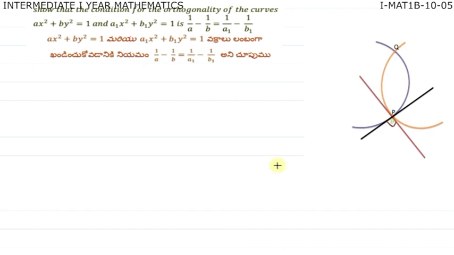Show that the condition for the orthogonality of two curves is given. Answer is given here.